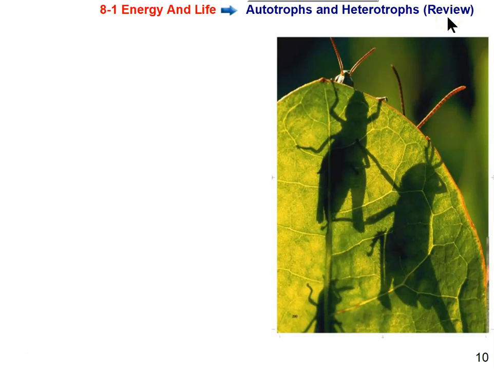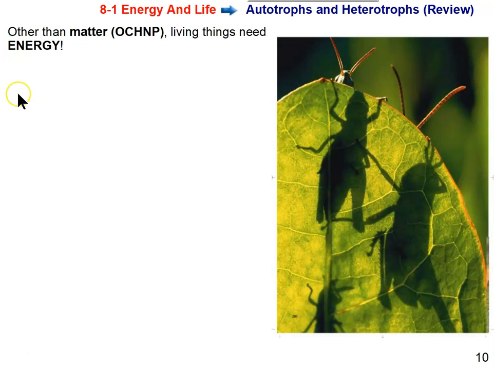So these are all the terminology and concepts that you should be very familiar with by this point. And if you're not, then you need to review it. So other than matter, and remember when we say matter, we're talking about the elements that make up living things. So oxygen, carbon, hydrogen, nitrogen, phosphorus. Living things, of course, need energy. And that's what metabolism is all about, matter and energy. And that's what we're studying in this unit, metabolism. It's all about matter and energy.